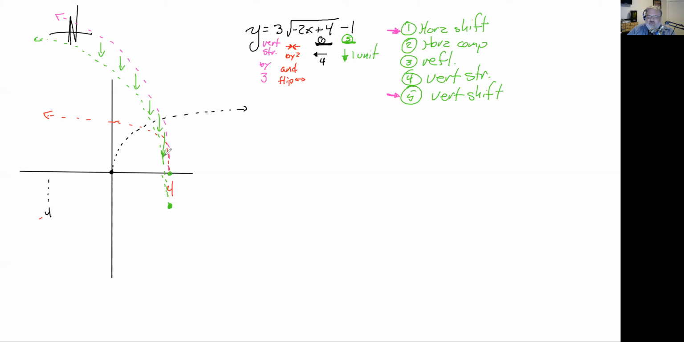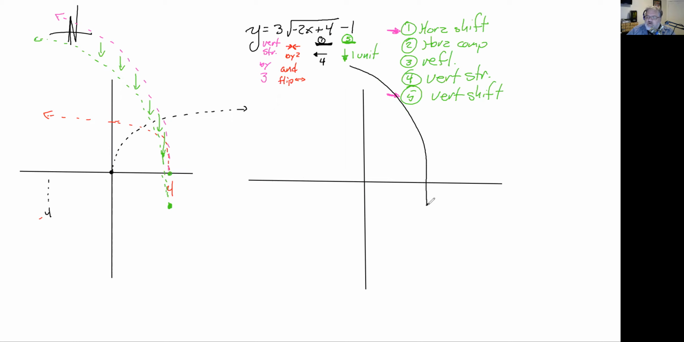Oops, that one might be a little long. And that's where the graph's going to lie. So we might, after thinking about all those, want to redraw it all at once. But we're going to go back that way 4, squish it, flip it, stretch it, drop it. So it's going to be like that. So that's what this function looks like.